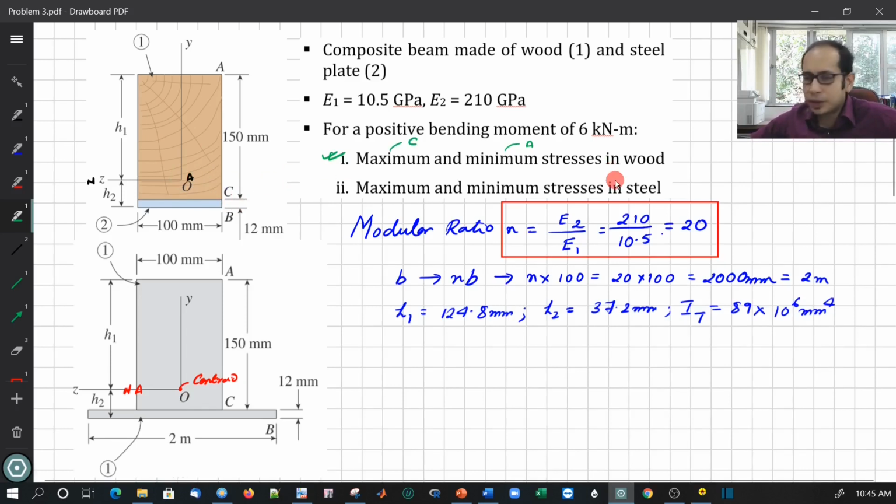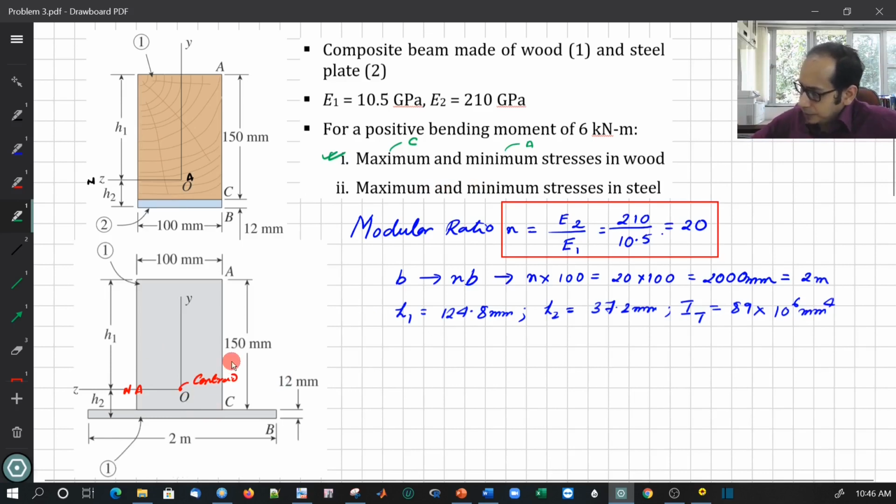Now what about the steel? The steel will be entirely in tension because it is below the neutral axis. The bottom part is the steel. You see the steel is entirely in tension. So the minimum tensile stress, of course, will occur at this interface over here.